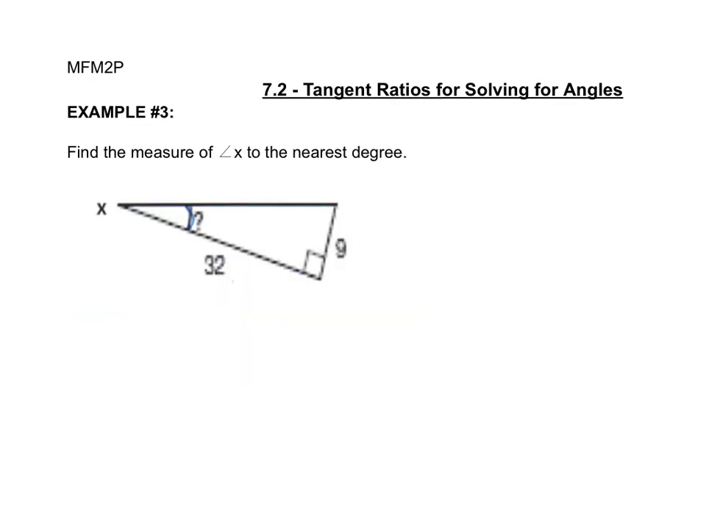Here's just another example. I want to find angle X. So the tan of X, first let's label this triangle opposite, adjacent, and hypotenuse. It is really important that you know what is opposite, what is adjacent, and what is hypotenuse in order to do these questions. So now we're saying that the tan of X is going to be 9 over 32.